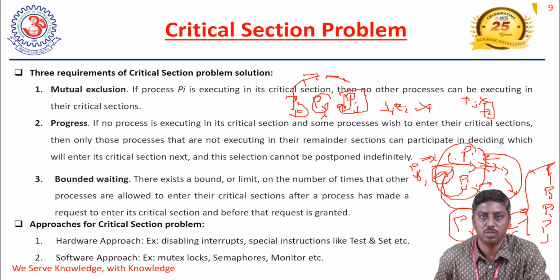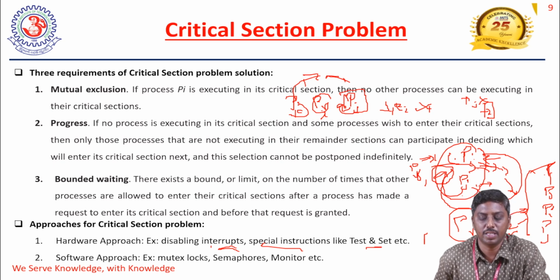Clear? Now, how to create this critical section? What are the different approaches for the critical section problem? I can have 2 approaches: one is the hardware approach, and the second is the software approach. In the hardware approach, for example, I can disable the interrupts while a process is in its critical section. By simply disabling the interrupts, the process cannot get interrupted, so until it completes its critical section, it will not come out. Or, using special instructions like test and set, I can achieve a solution for the critical section problem.